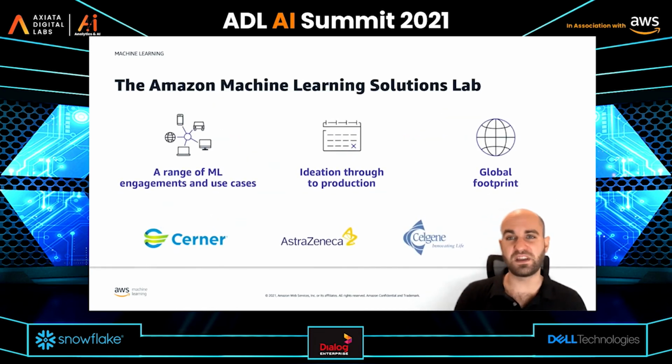With that in mind, we also have something called the Amazon Machine Learning Solutions Lab, where we engage directly with customers. We take some of our Amazon machine learning engineers and bring them in to work together with your engineers to figure out the right solution. We look at a variety of machine learning engagements and use cases, and then help with the ideation all the way through production of the machine learning model that you specifically want to build. This is a team with a global footprint, so you can get access to some of our machine learning engineers that are building for the broader Amazon space.